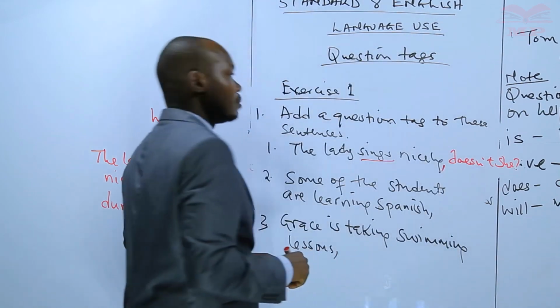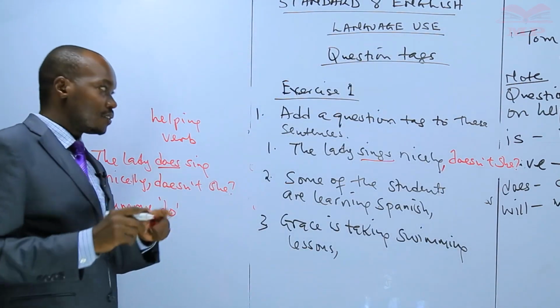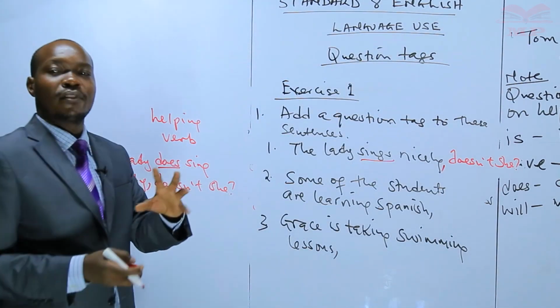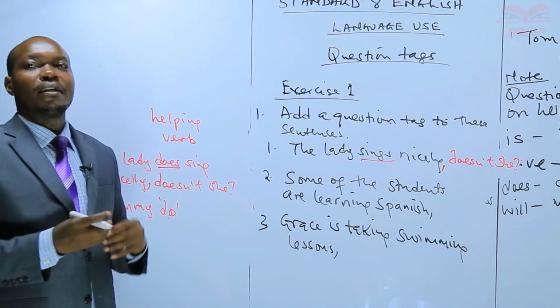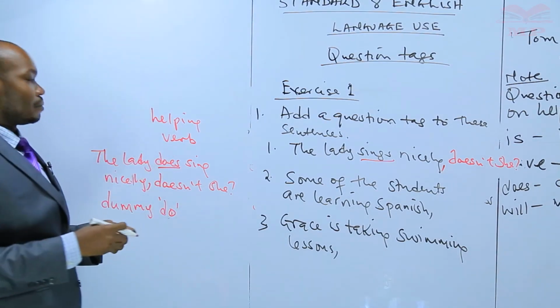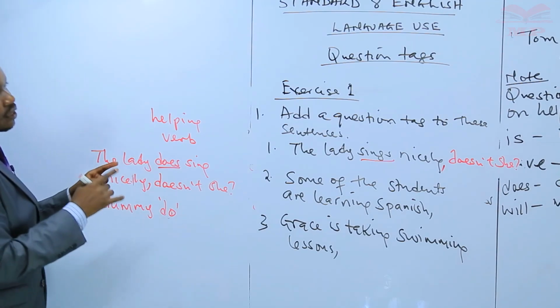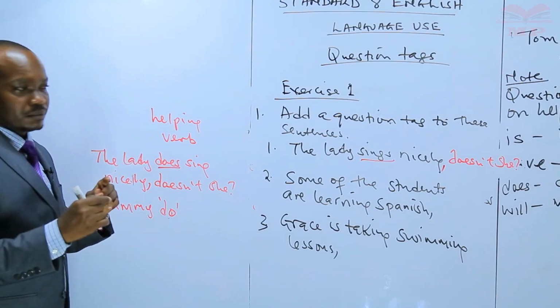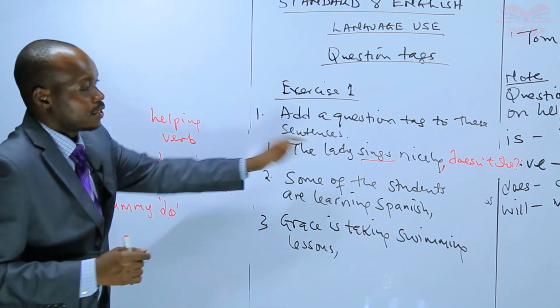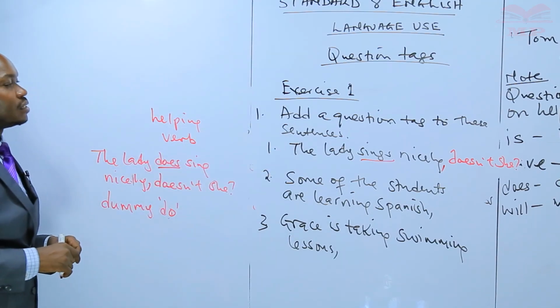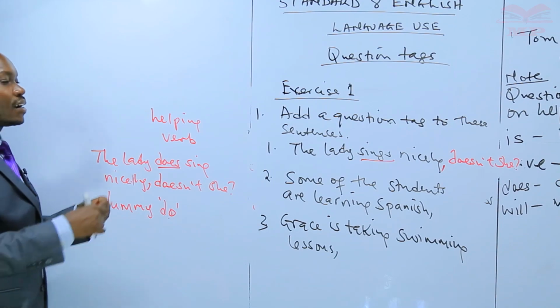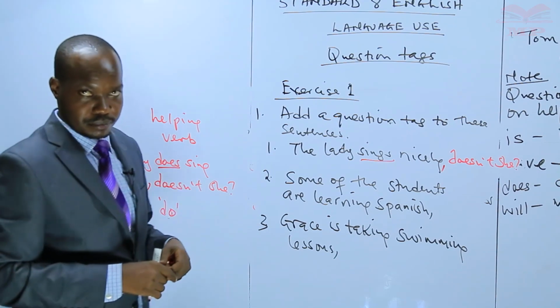Then you put a question mark at the end. So I've said, if you don't have a supporting verb, it's there, but not indicated. It's called the dummy do. So indicate the word do or does. Like in this case. Number 2, some of the students are learning Spanish.